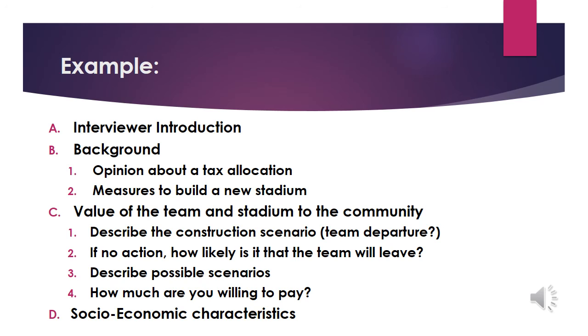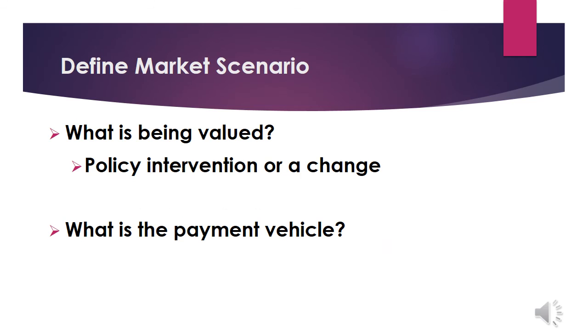In this study, the interviewer introduced themselves, provided the background of the survey, so the opinion about the tax allocation, the measures to build a new arena. Next, they ask about the value of the team and the stadium to the community. They describe the construction scenario if the team was going to depart the city. If no action was taken, how likely is it that the team would leave? They describe all possible scenarios, and they ask how much would you be willing to pay. They also record the socioeconomic characteristics of each individual.